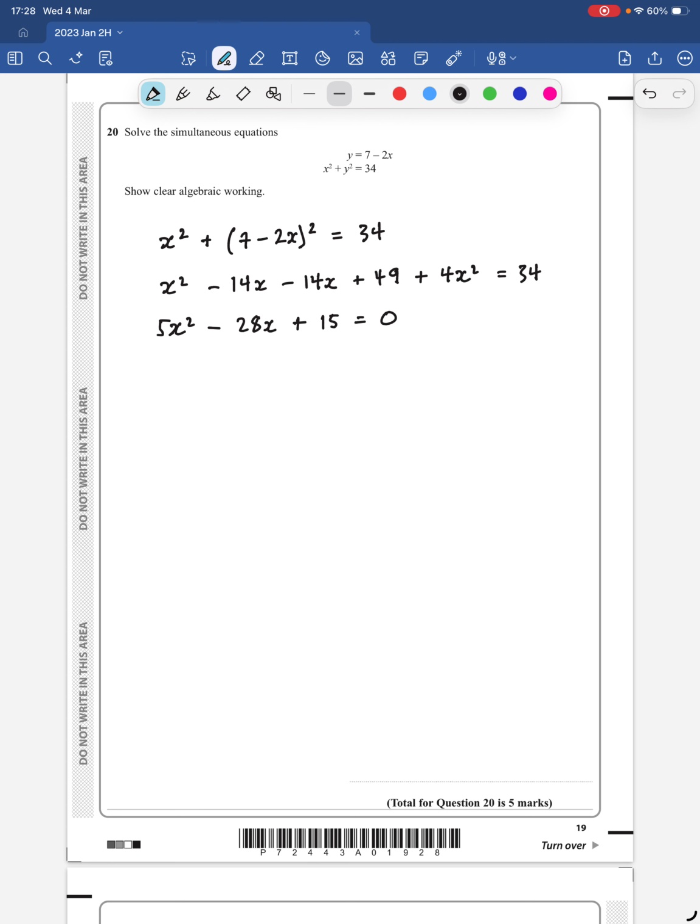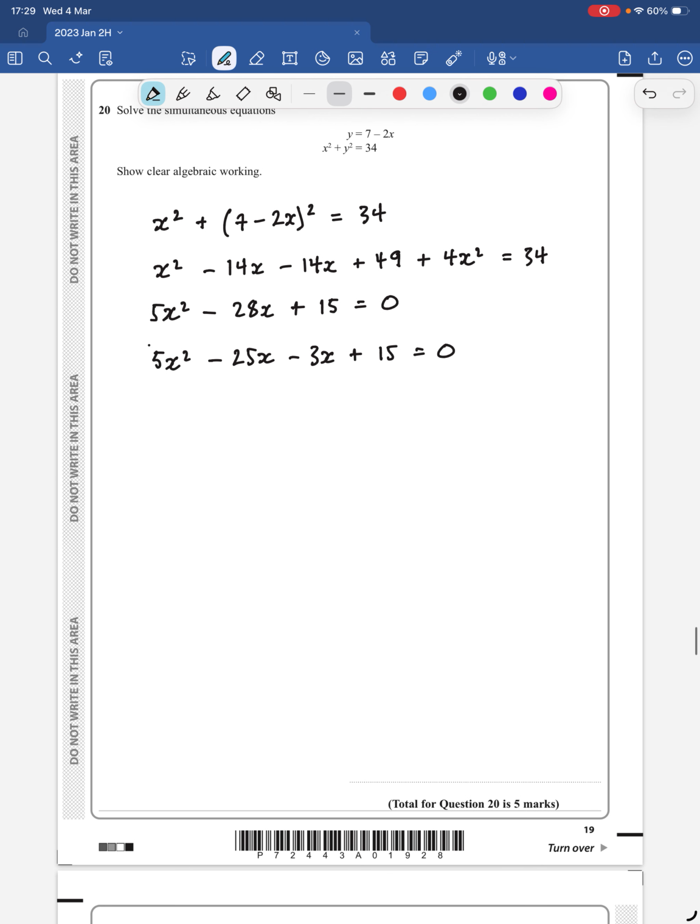I'm looking for factors that add up to minus 28 and multiply together to 75. And that's going to be minus 3 and minus 25. So I'll split the middle term. 5x squared minus 25x minus 3x plus 15 equals 0. So I've still got minus 28x. I've just split it according to the factors I've identified.